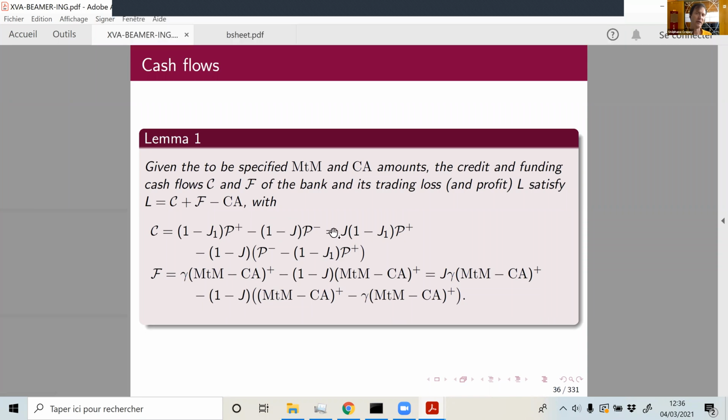And here the way I reformulated the result is by multiplying this by J, and then J times 1 minus J is 0. So we just have J times this thing, plus, so I did say C equals, of course, JC plus (1 minus J)C. This is JC, and this is 1 minus J times C. And the reason is that it's interesting to split all cash flows between the cash flows on the event where the bank is still alive at time 1, and the cash flows on the event where the bank is no longer alive at time 1.